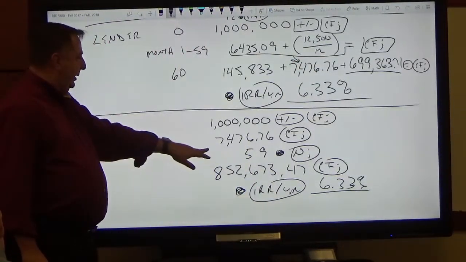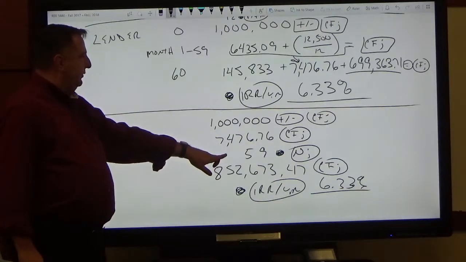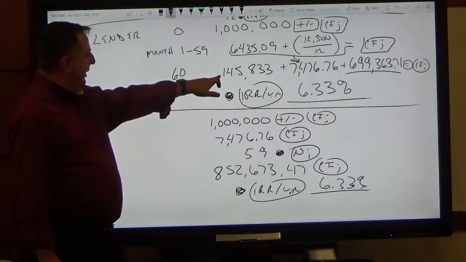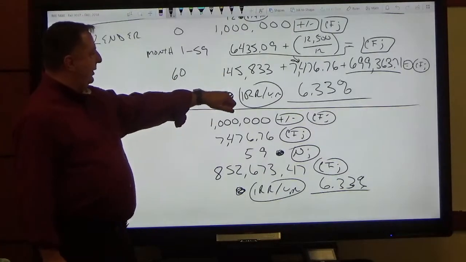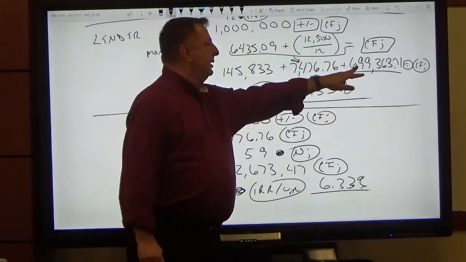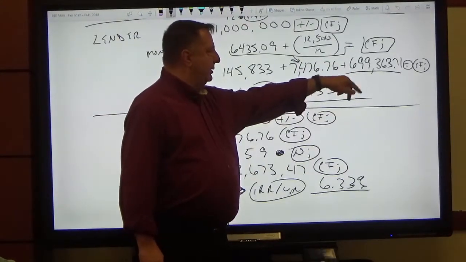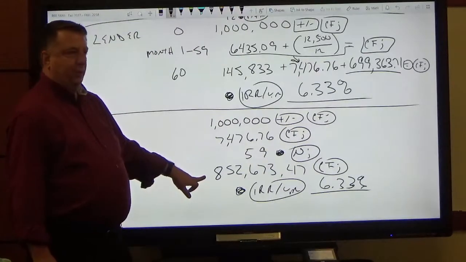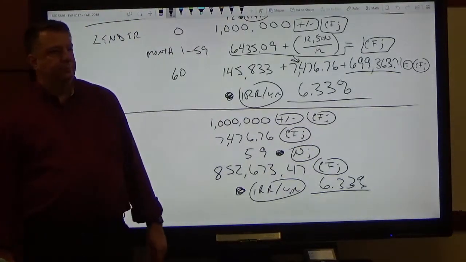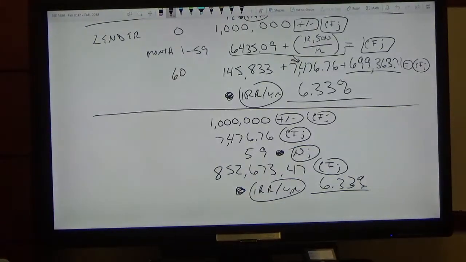And then down here, that's saying that occurs for 59 times. And then your final payment in month 60 is the combination of the 145,833 plus the final payment of the 7,476 plus the outstanding balance of the 699,363, which equals the 852,673. Okay? All right?